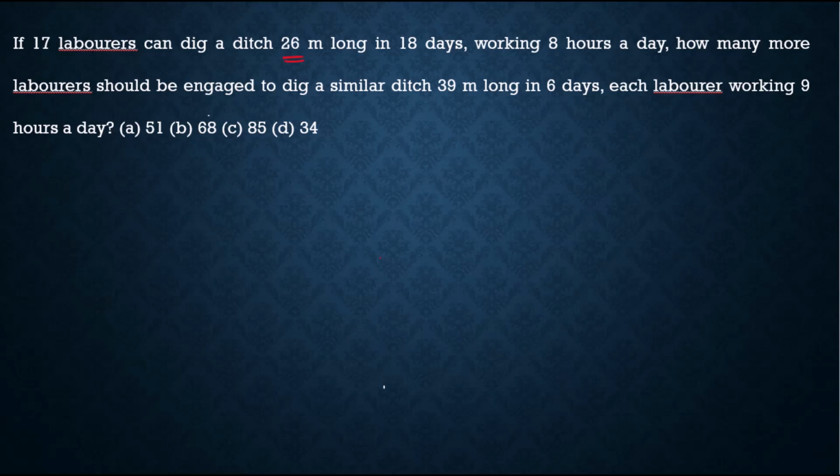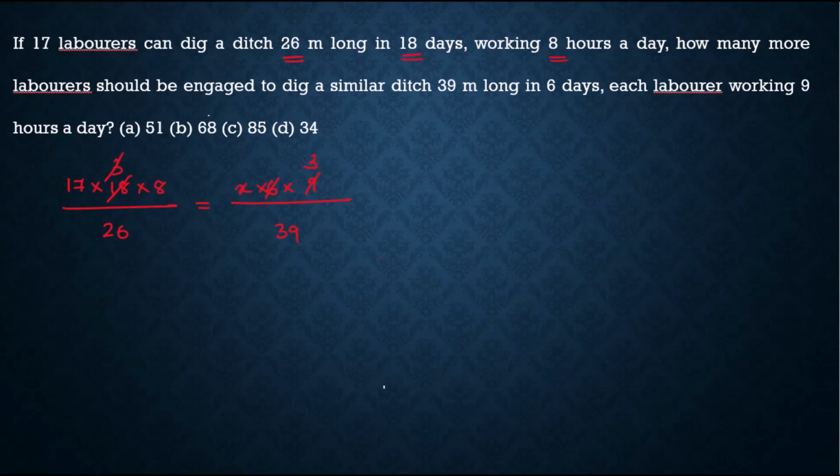So the 17 laborers can dig a ditch of 26-meter length in 18 days, working 8 hours per day. Okay. So we can directly write 17 into 18 days, 8 hours per day, they do a work of 26-meter length. How many more laborers should be engaged to dig a similar ditch which is 39-meter long in 6 days, working 9 hours? We don't know the number of workers.